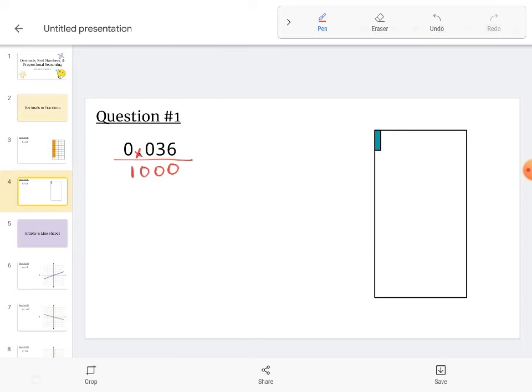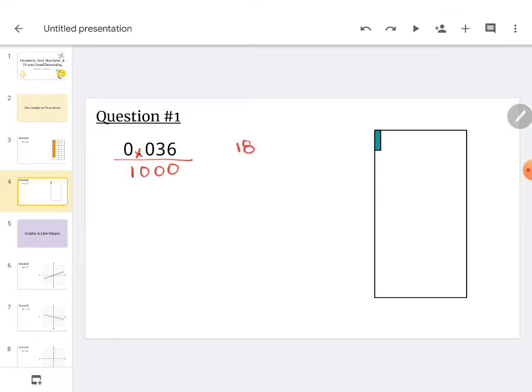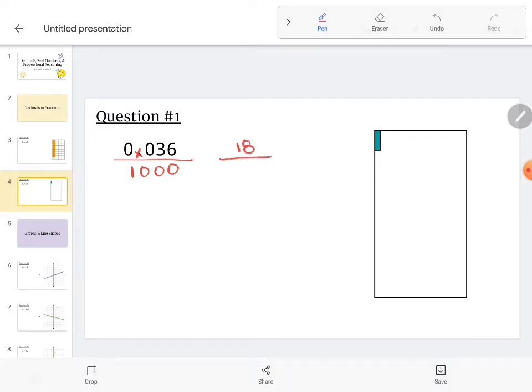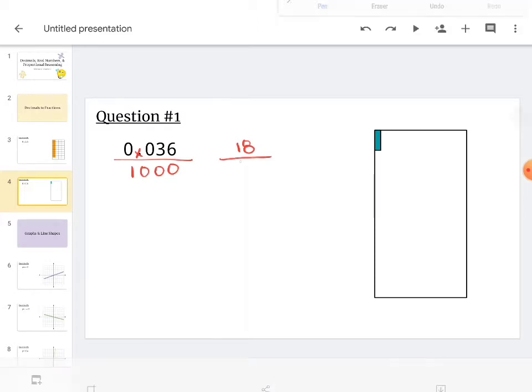I'm just doing a little math over here to get the juices flowing. We know that 36 over 1,000 can be broken down. They're actually both even numbers. So we can do 36 divided by 2, where we'll get 18, and 1,000 divided by 2, where we will get the number 500.